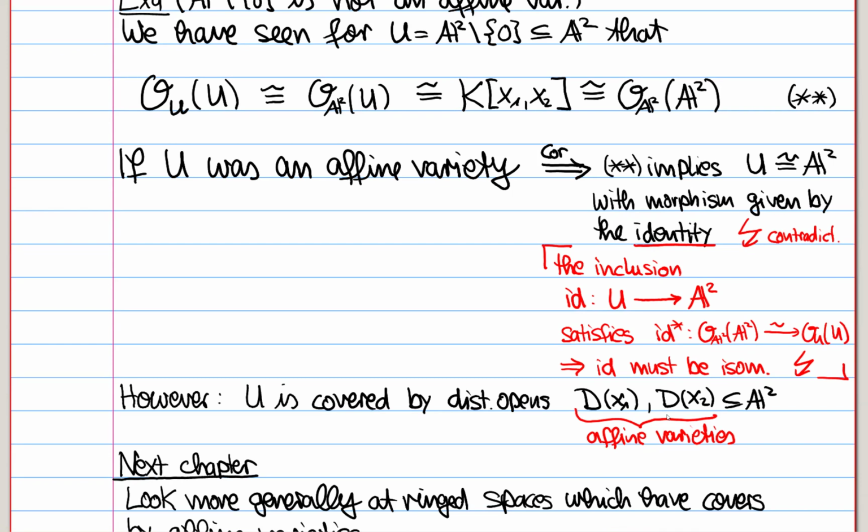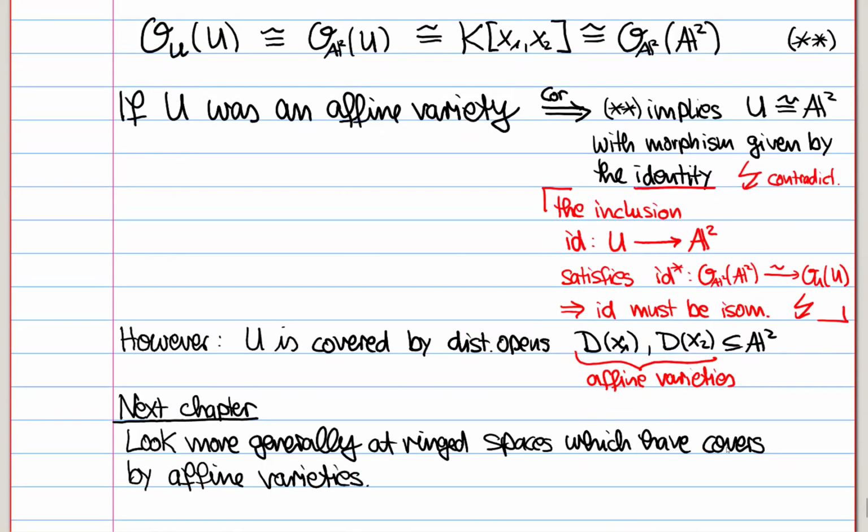However, it's still not such a terrible ring space because, for example, it has a cover by these distinguished opens D(x1) and D(x2), which are affine varieties. And so this is one of the things that motivates us in the next chapter to look at more general ring spaces which have open covers by affine varieties. And this will be the abstract varieties of the next chapter.